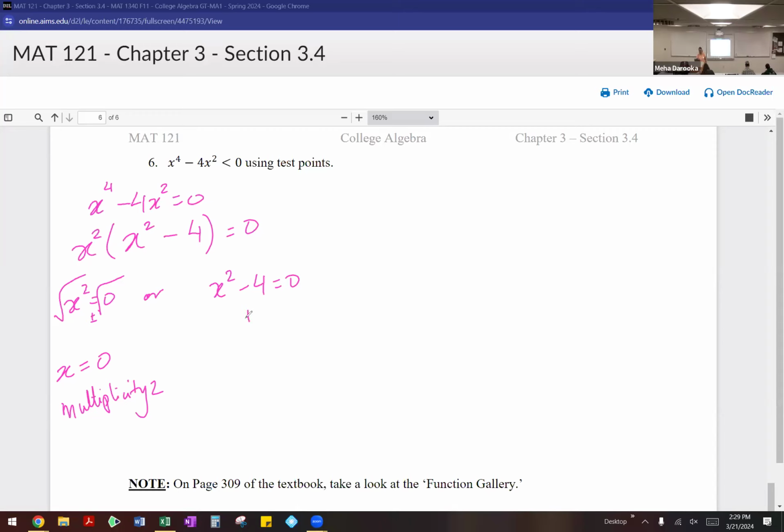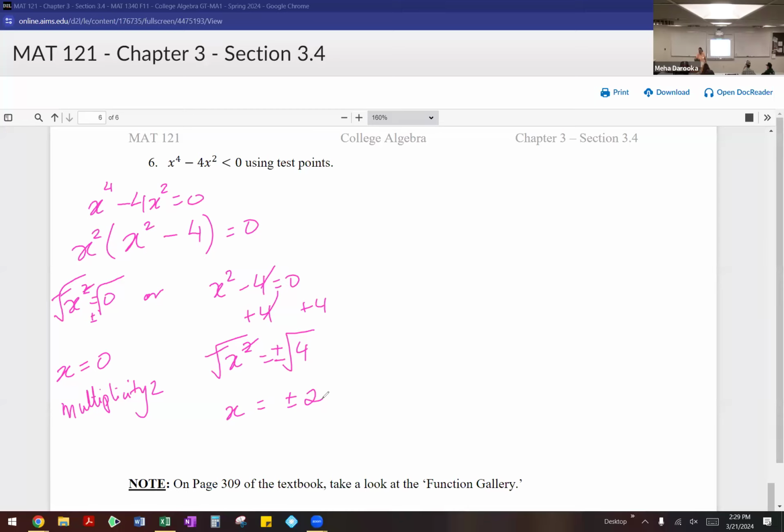Yeah, you get both positive and negative 2. So we start by moving the 4 to the other side. You get x squared equals 4. Same thing, you end up taking a square root, which gives us a positive and a negative root. Square and square root cancel out, giving us plus or minus 2. Now these guys will of course have multiplicity 1, because the positive 2 occurs once, the negative 2 occurs once.